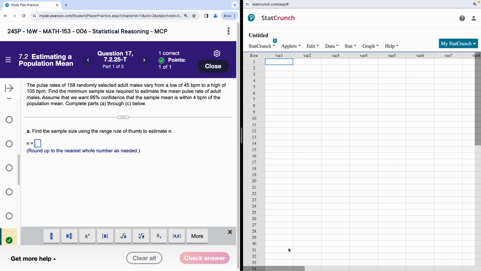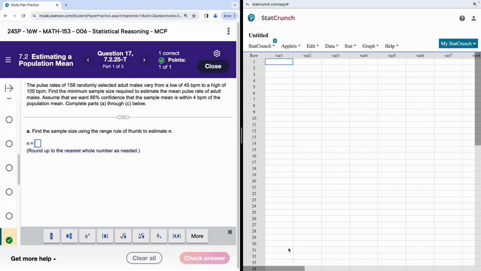Okay, this is an exercise from section 7.2, estimating a population mean. This is question 17, or you can also refer to it as 7.2.25-T. So the pulse rates of 158 randomly selected adult males vary from a low of 45 beats per minute to a high of 105 beats per minute.